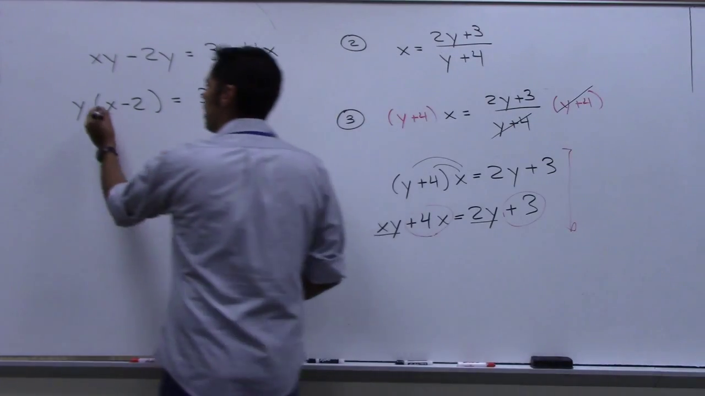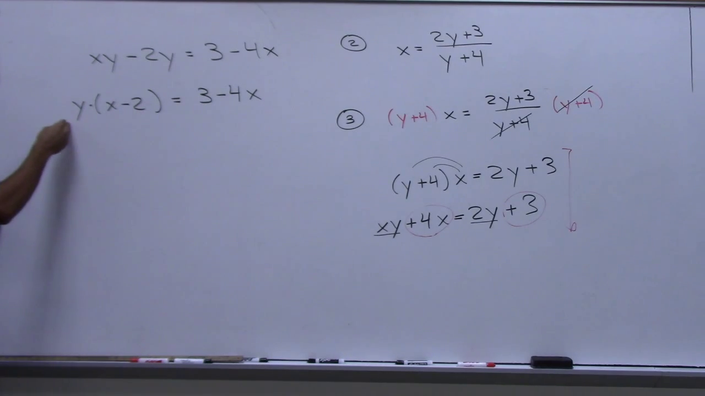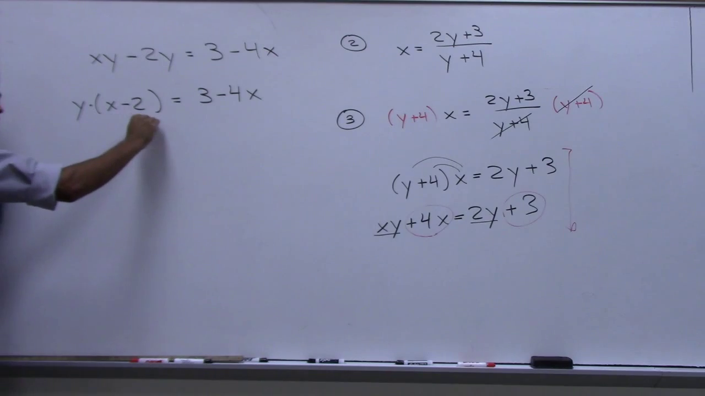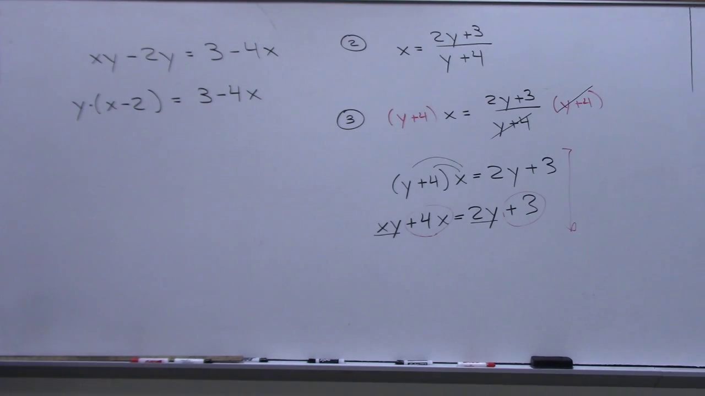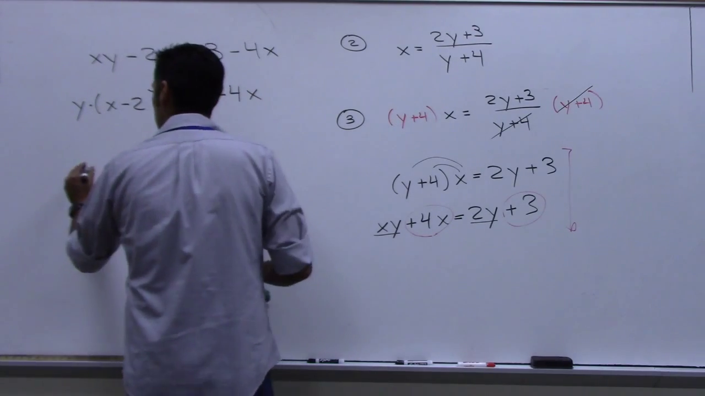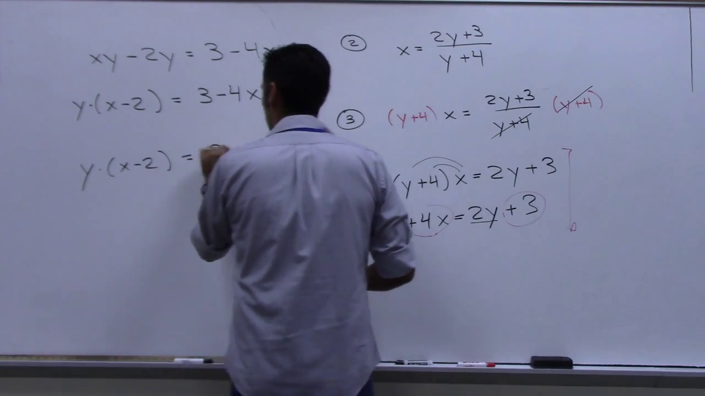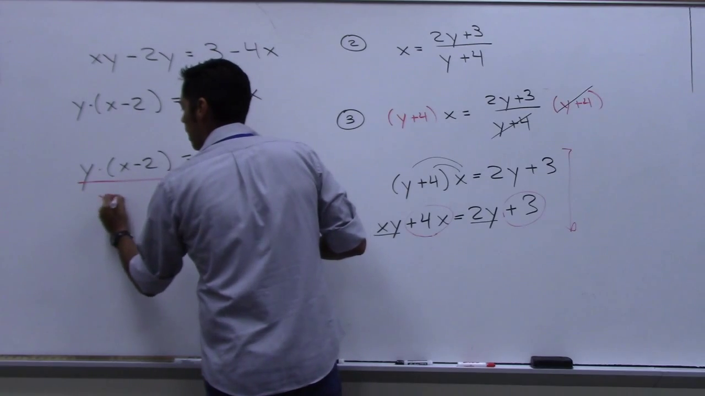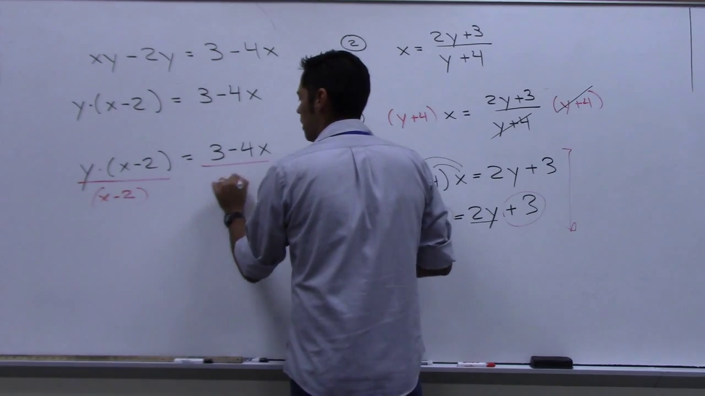If this is multiplication, and I don't want all this sitting here, I just want the y by itself, I will have to divide that factor out, won't I? So now divide this side by x minus 2, and divide that side by x minus 2. So next step, y times x minus 2 equals 3 minus 4x. I'm dividing this side by x minus 2, and dividing this side by x minus 2, like that.